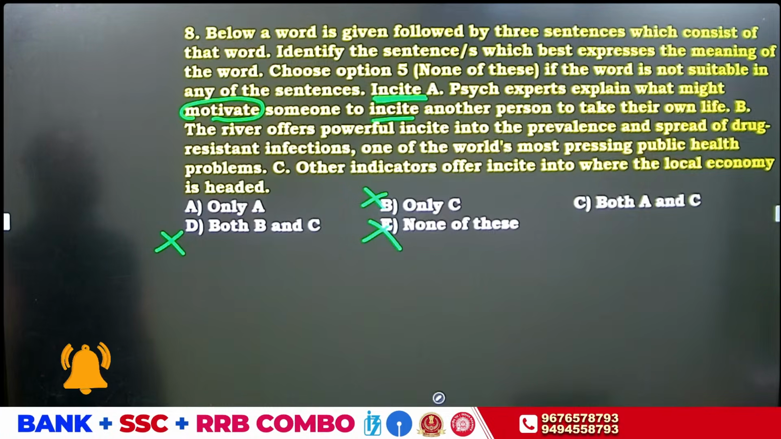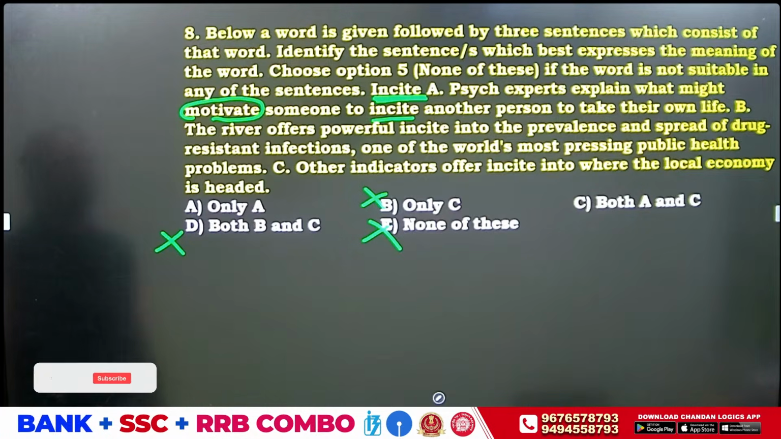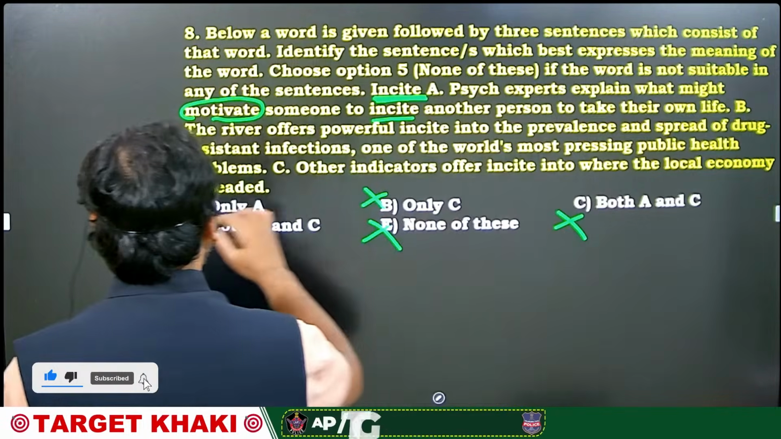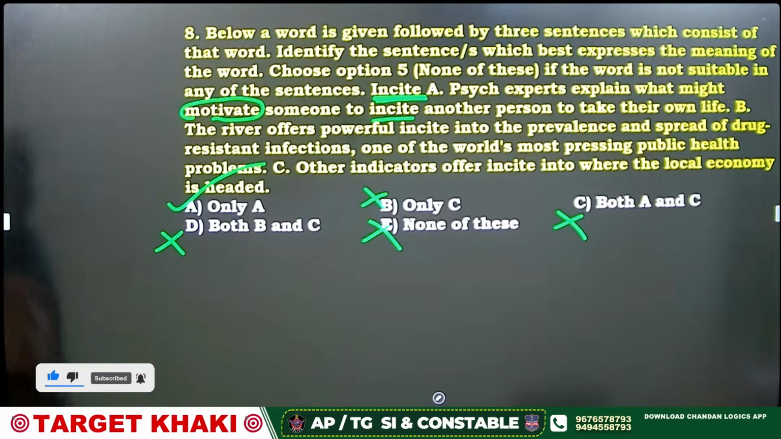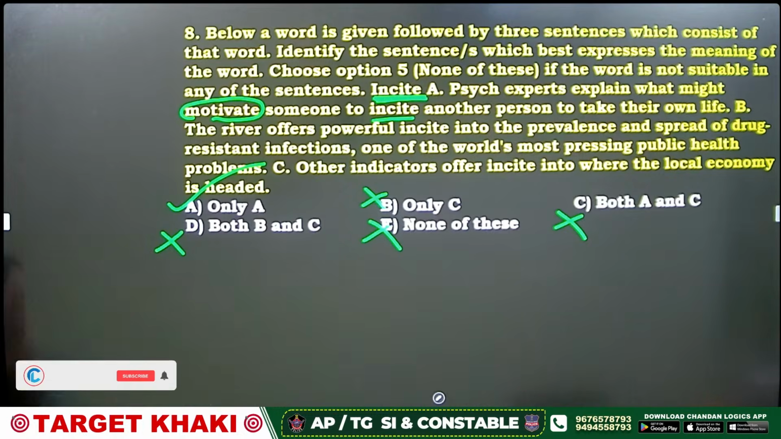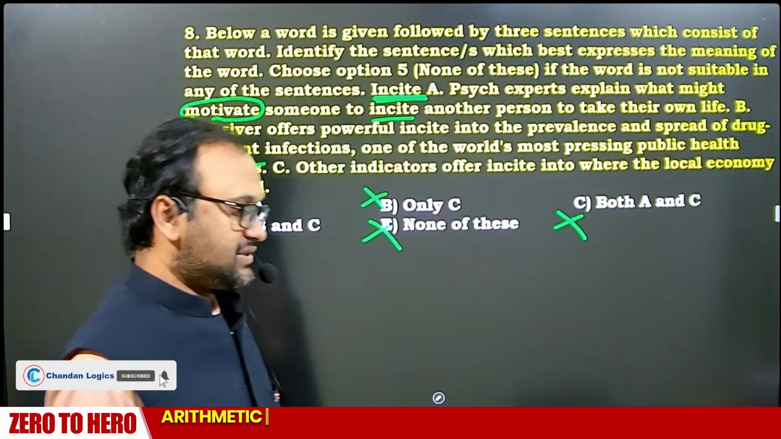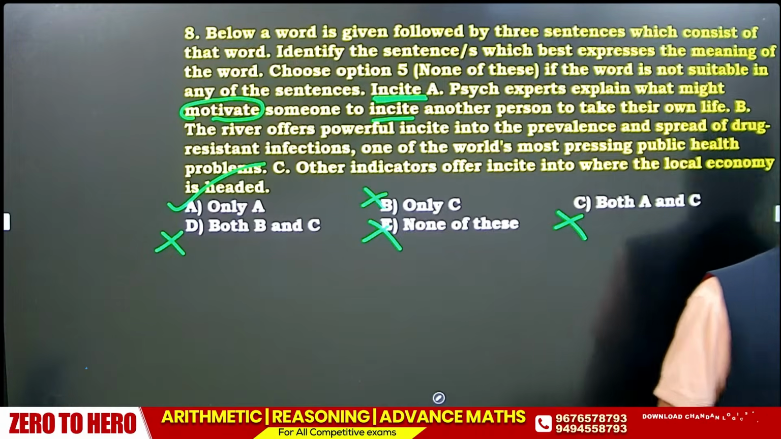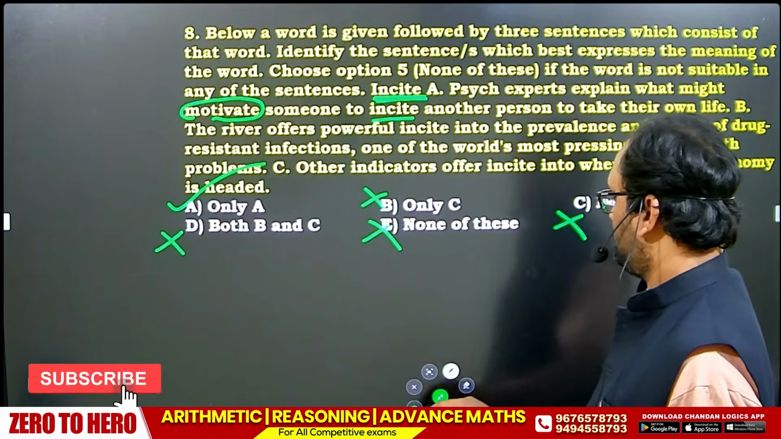Other indicators often incite into where the local economy is headed. No. C is not correct. There is no meaning to C. Only A is correct. Okay.